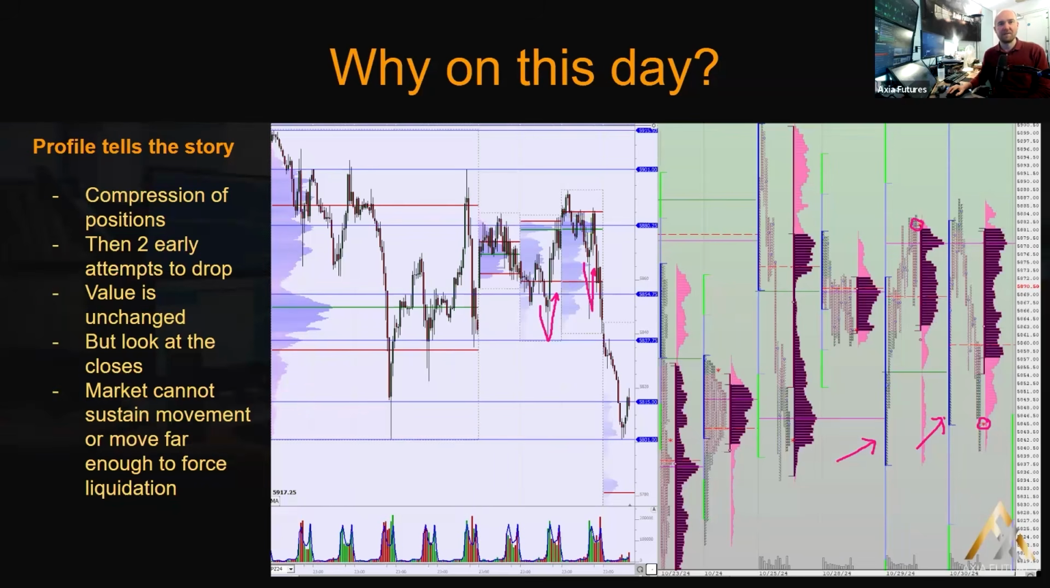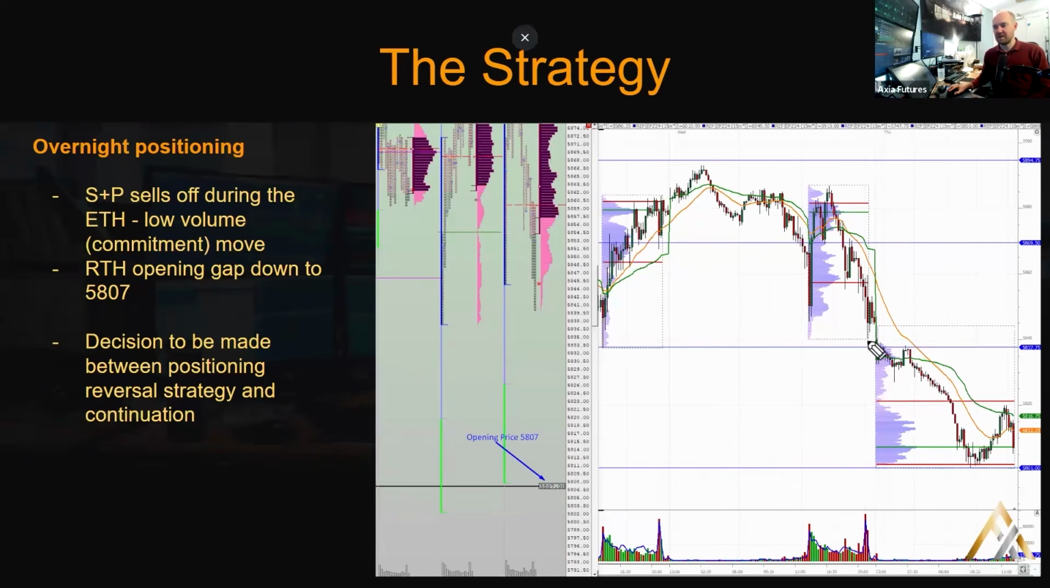So it's the profile telling you this story that you want to be looking for a liquidation, and it is likely coming reasonably soon. The next day, overnight session, so this is the extended trading hour session, we get this drift lower. Market sells off. So as the market then starts to fall, it's creating a gap lower. So this is where we were previously trading. It's now going to open down at 58.07.